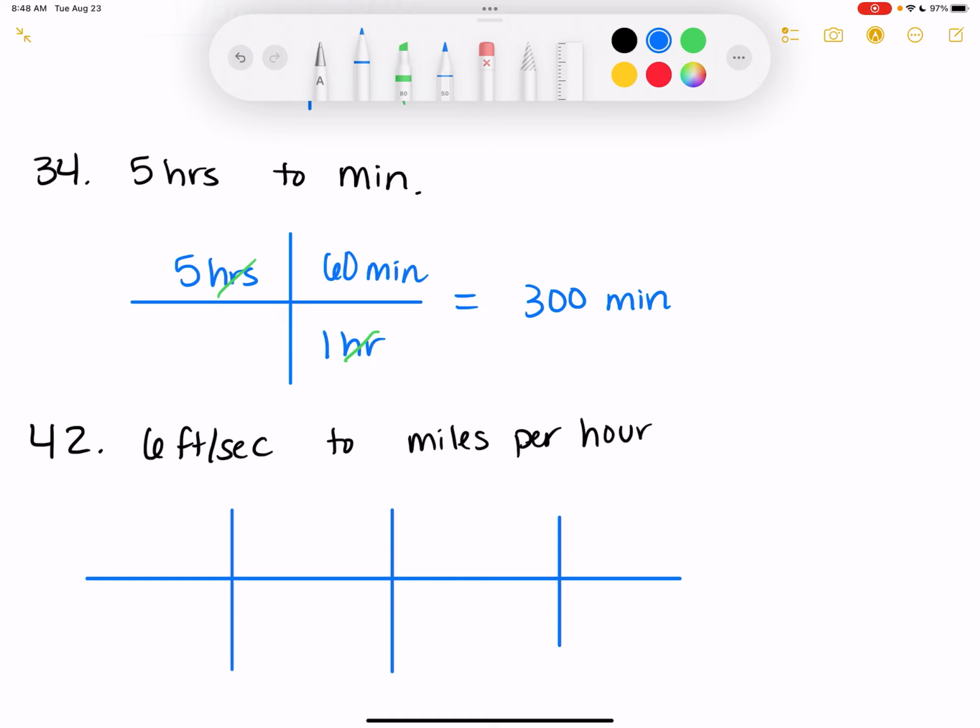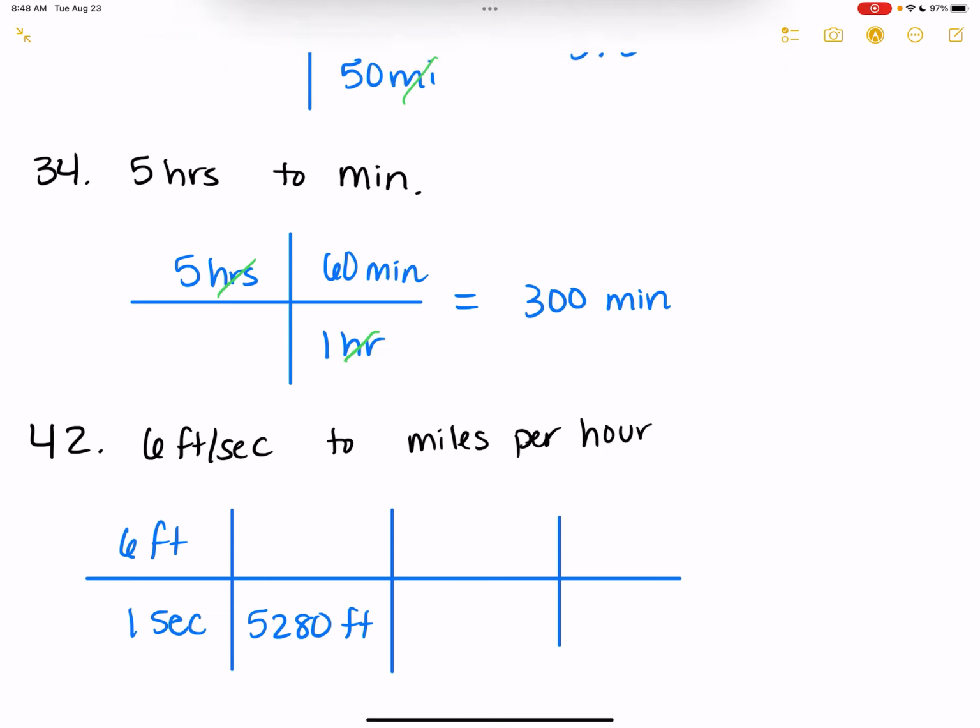So I always start with what I'm given, so 6 feet per second. So 6 feet goes on top per 1 second on the bottom. So then I ultimately need to get to hours and to miles. So which one do y'all want to do first? Which one do you want to deal with converting first? All right. So converting miles first. What is a conversion factor that deals with miles and feet? How many feet are in a mile? 5,280. 5,280, so that's going to go on the bottom. 5,280 feet in 1 mile.